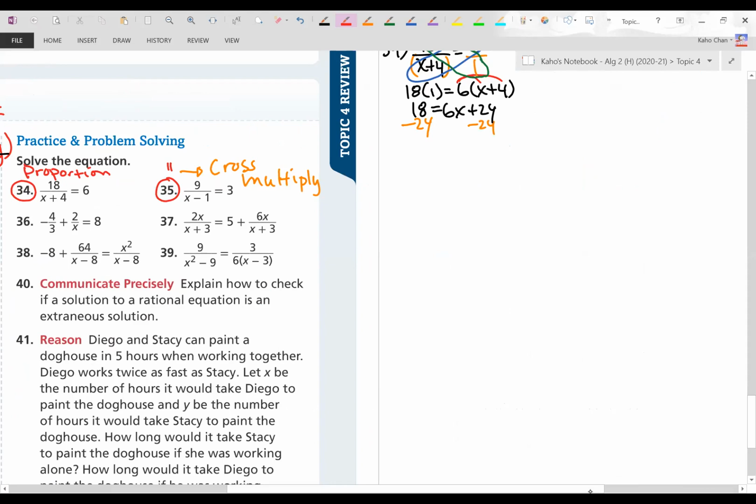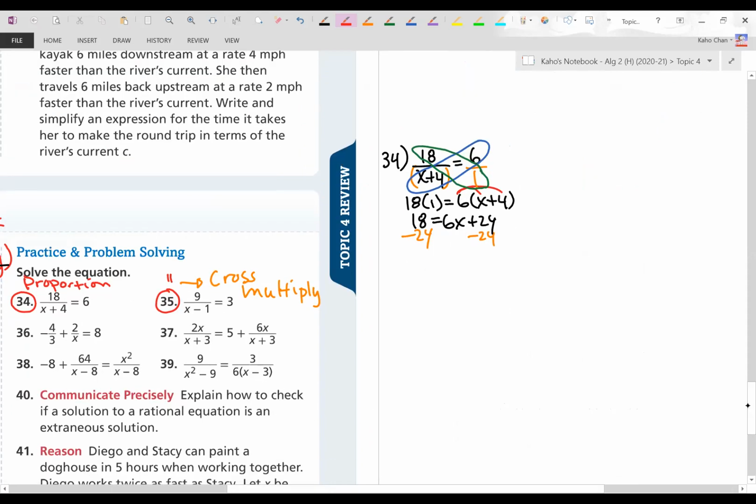Back to number 34. They love doing that kind of stuff. All right, so we have 6x equals, looks like negative 6. Divide both sides by 6. X equals negative 1. Let's do a quick mental check. Negative 1 in the denominator right there will not make a 0. So this is okay. This checks out. Negative 1 is your answer for number 34.